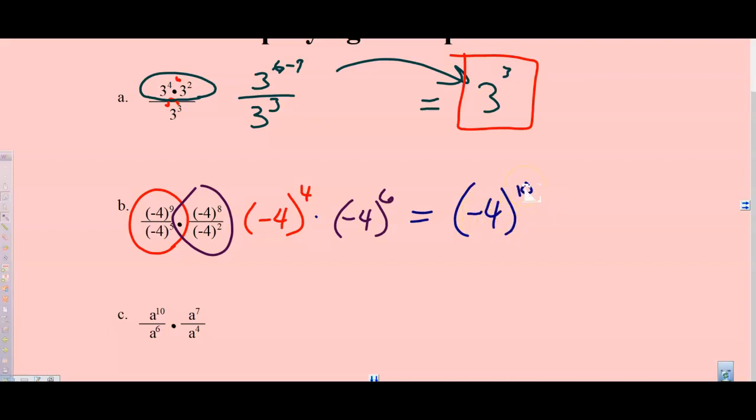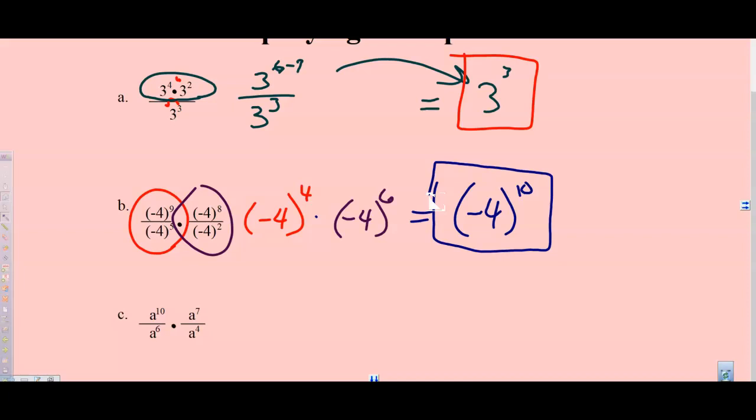Yes, those parentheses, remember, have to be there. Those parentheses tell us to include that negative throughout this entire process. So make sure we're doing that. Okay. All right. Taking a look at C now, example C.